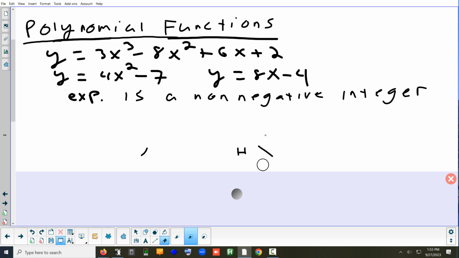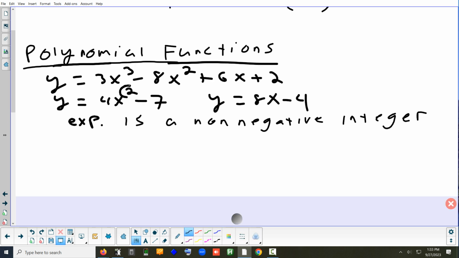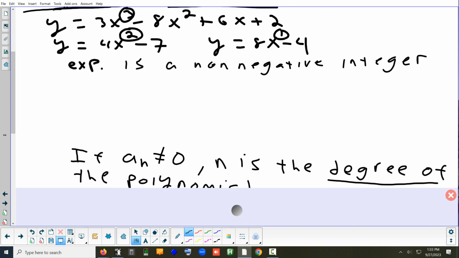Now, that highest exponent, it has a special name. So like in this case, it would be a 2. In this case, it would be a 1. In that case, it would be a 3. Does anybody know what we call that number? It begins with a D, of the polynomial. It's the degree, yeah.